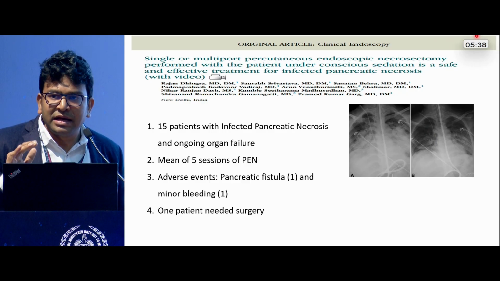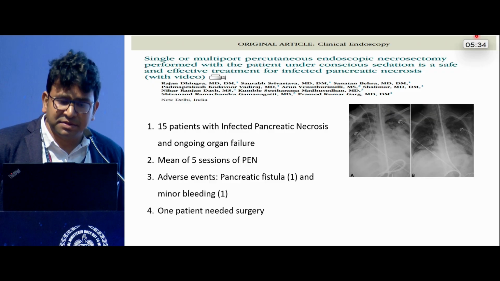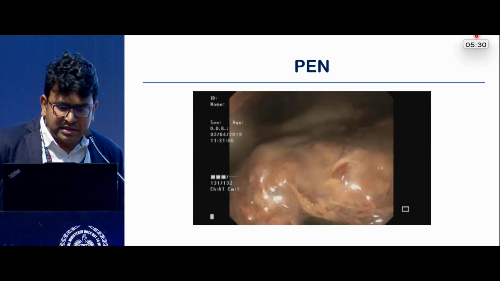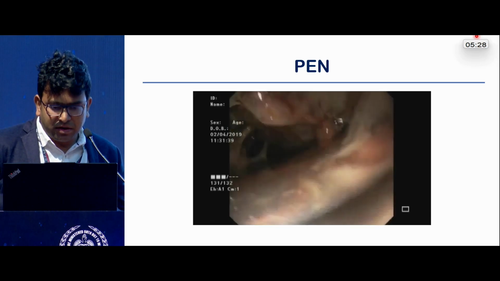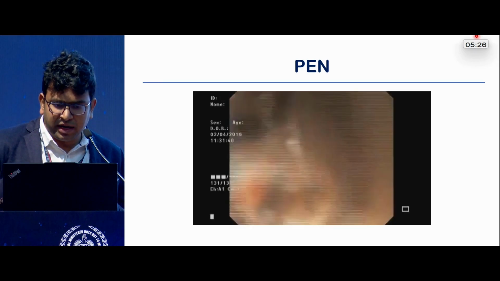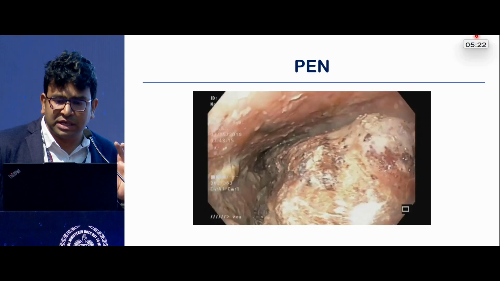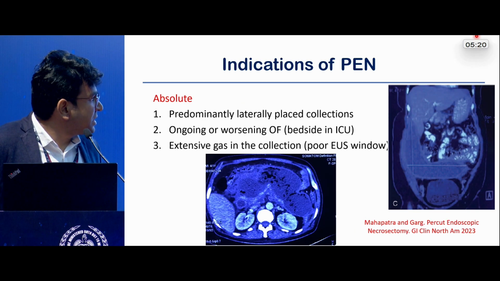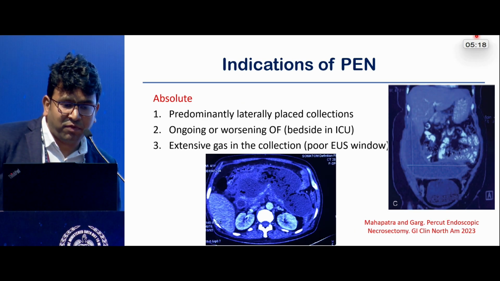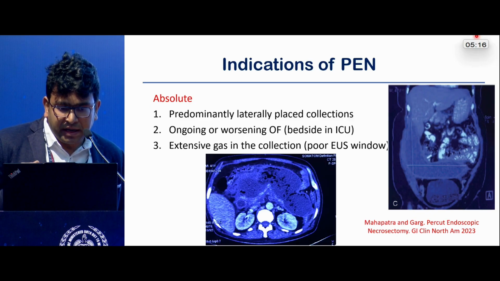You don't need a general anesthesia for this, and this can be done as a bedside tool in the ICU, and the initial success rates were better. And this is the process. You go through the adult endoscope into the cavity, you wash and take out all the liquid pus, and the septicemia and toxemia get better. So what are the absolute indications for percutaneous endoscopic necrosectomy?